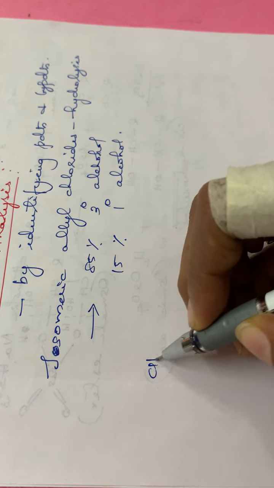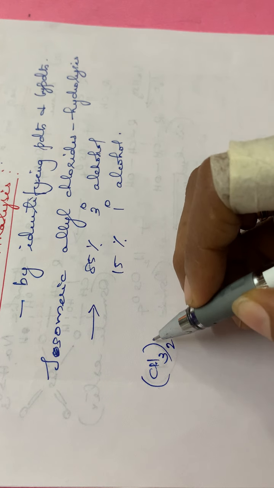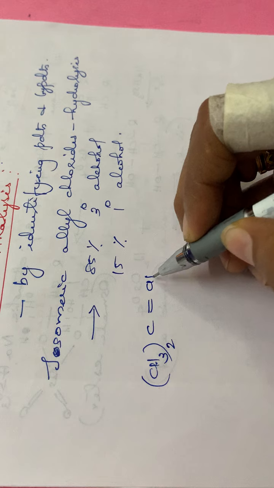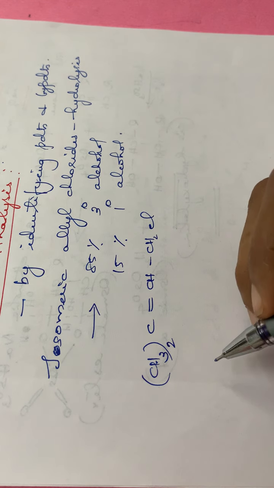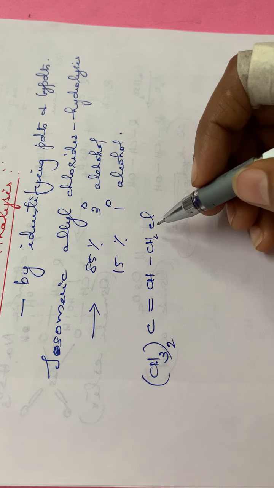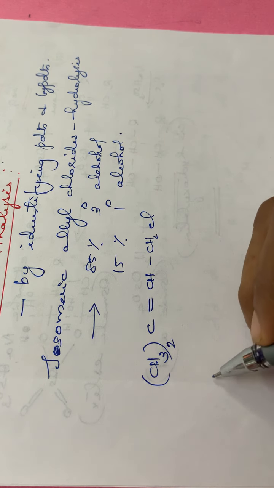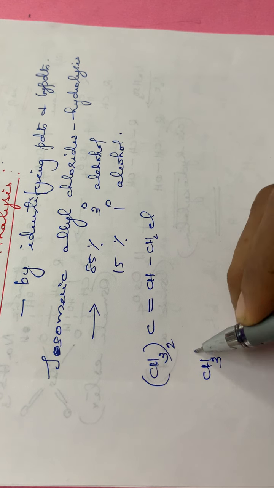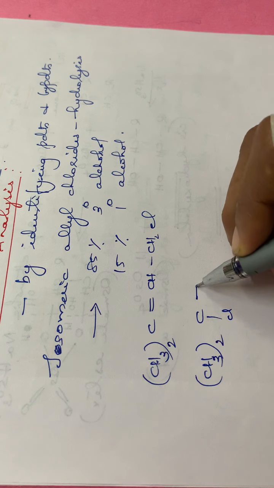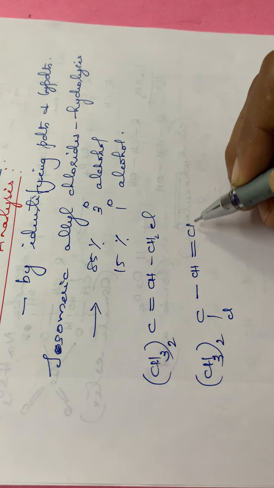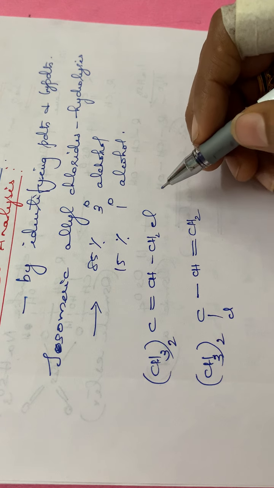So here I am writing the isomeric allyl chloride (CH3)2C=CH-CH2Cl. This is one isomer of this allyl chloride. It has got a double bond as well as a chlorine atom. Then another isomer, that is (CH3)2CCl-CH=CH2. Here also one double bond, one chlorine atom. So this is also an allyl chloride.